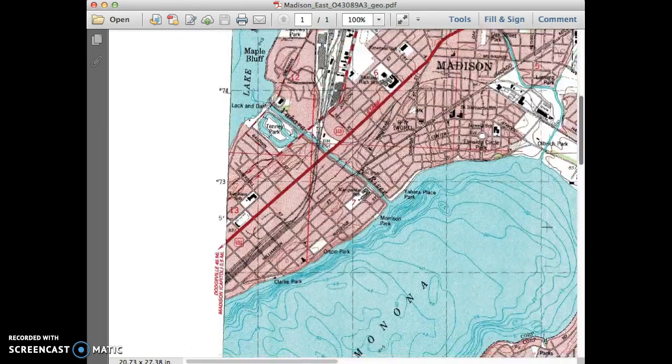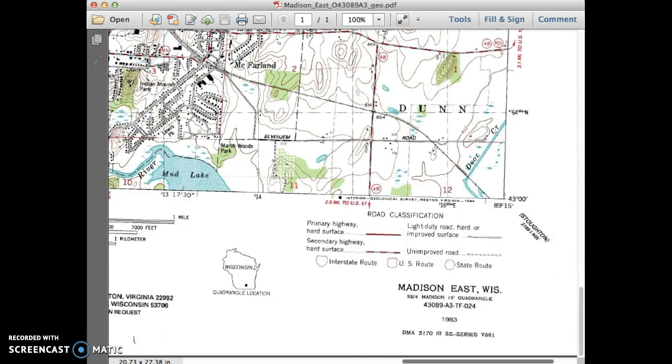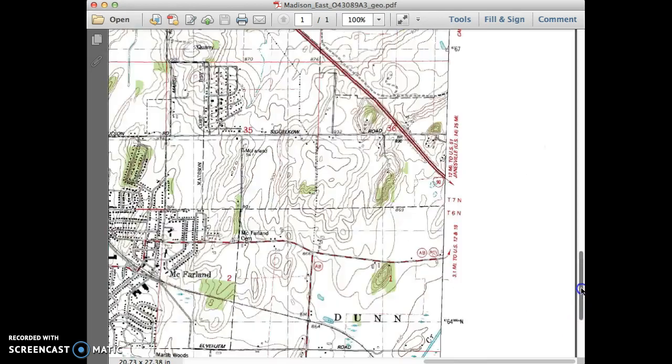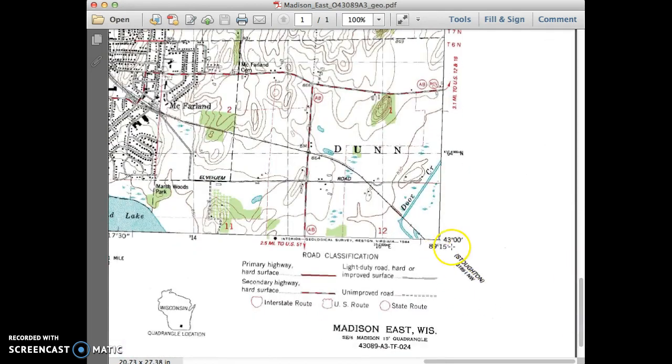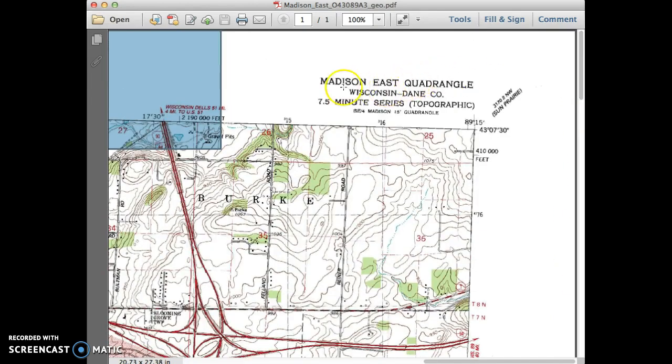And if we scroll back down to the bottom, it's the same value, 89 degrees, 22 minutes, and 30 seconds. Now over on the eastern side of our map, it's different. Now it's just 89 degrees and 15 minutes. The difference between the eastern edge and the western edge of the map will be 7.5 minutes, and the difference between the top and the bottom is 7.5 minutes because again, this is a 7.5 minute quadrangle.